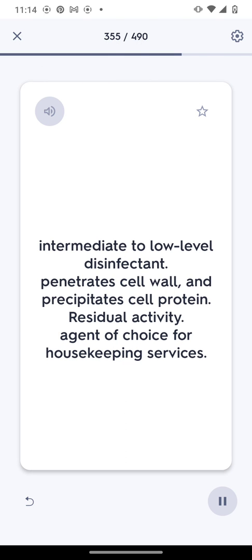Phenolics. Intermediate to low-level disinfectant, penetrate cell wall and precipitate cell protein. Residual activity, agent of choice for housekeeping services.